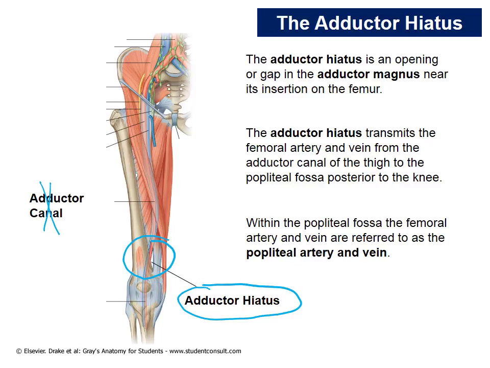And the adductor hiatus is the transition point for those names. So it's the transition of the femoral artery becoming the popliteal artery and the popliteal vein becoming the femoral vein. So that's the transition point.